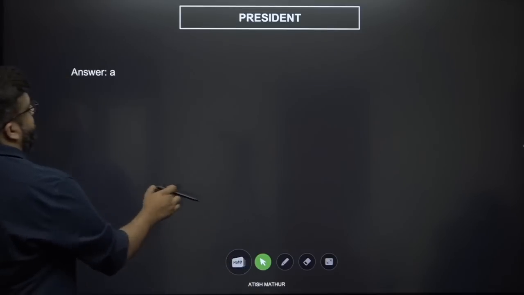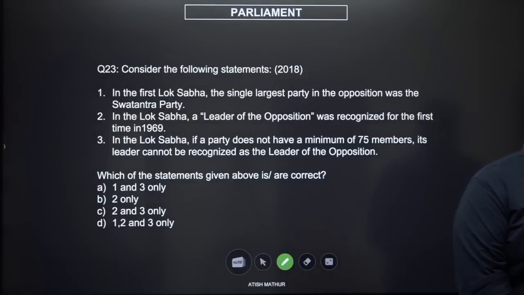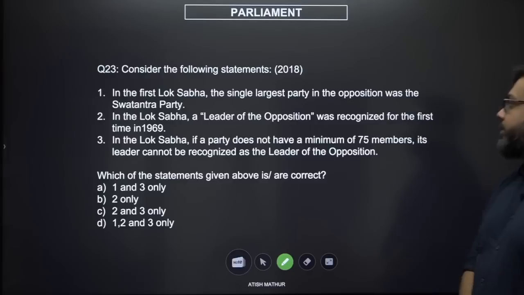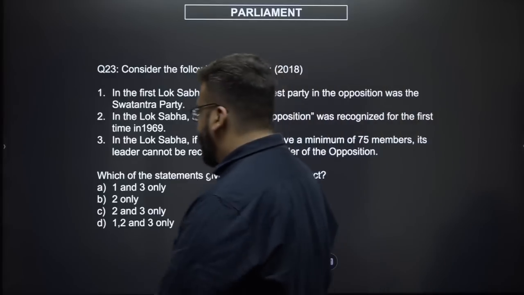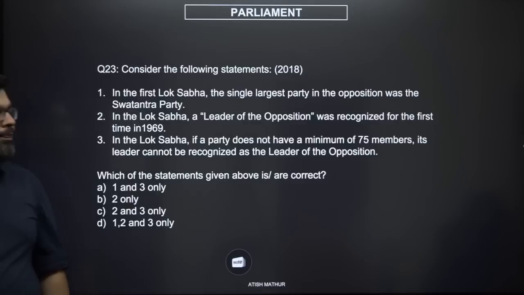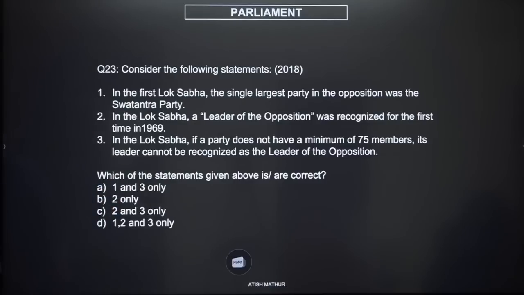All right. Question number 23. Consider the following statements. In the first Lok Sabha, the single largest party in the opposition was the Swatantra Party. In the Lok Sabha, a leader of opposition was recognized for the first time in 1969. In the Lok Sabha, if a party does not have a minimum of 75 members, then its leader cannot be recognized as the leader of the opposition, right? Its member cannot be recognized as the leader of the opposition.